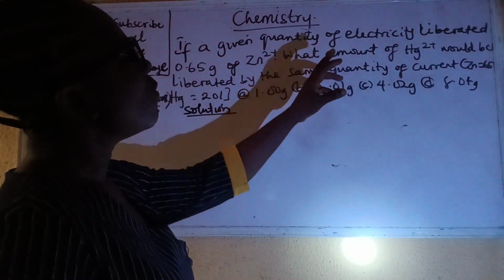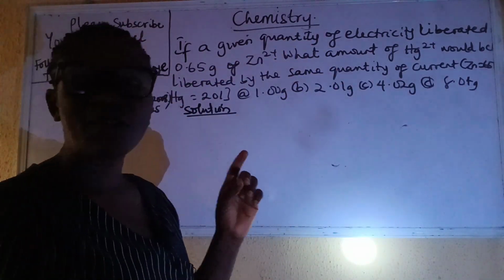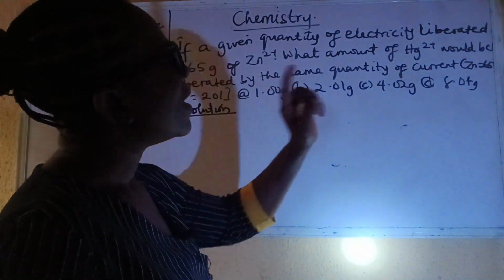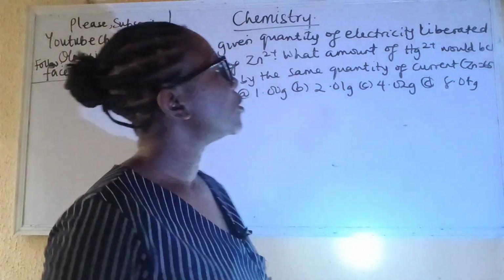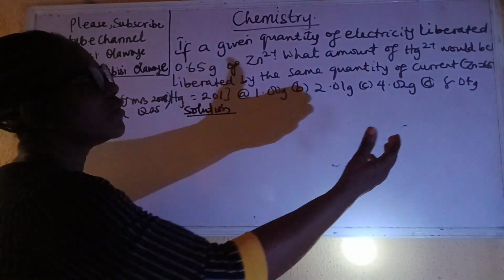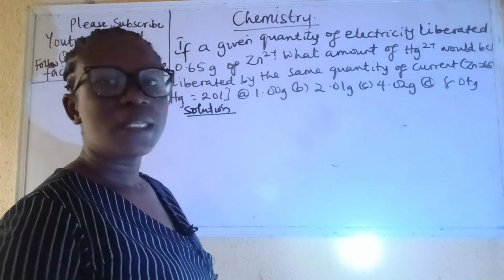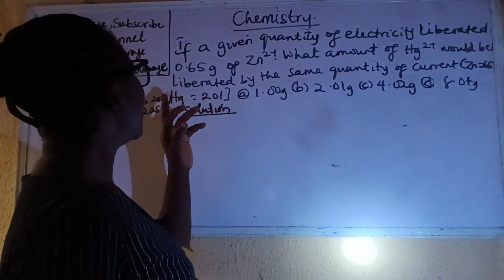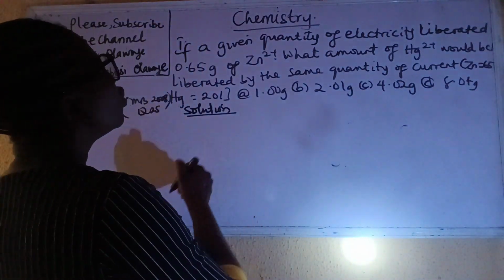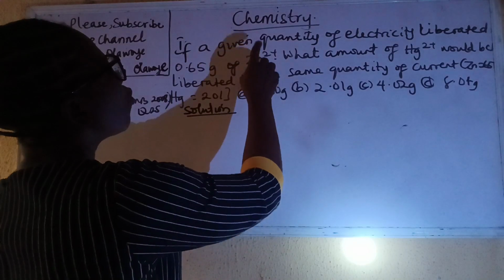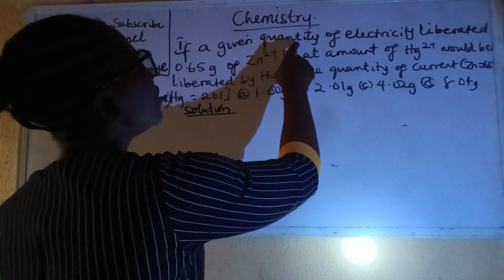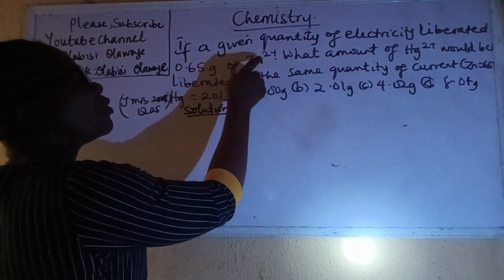If a given quantity of electricity liberated 0.65 gram of zinc 2+ ion, what amount of mercury 2+ ion would be liberated by the same quantity of electricity? Now we're given some information here. Zinc atomic mass is 65 gram, while mercury is 201 gram. So the first thing is to determine that same quantity that discharged 0.65 gram. That was not given, so we need to work it out first.